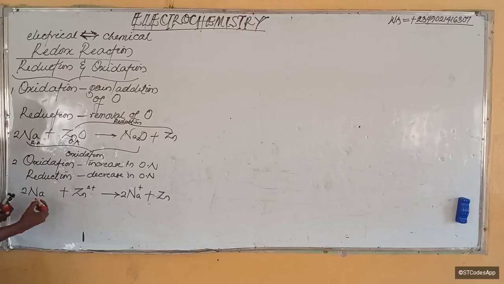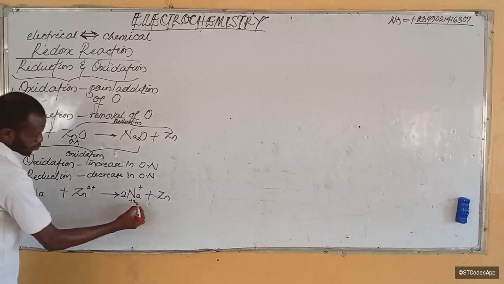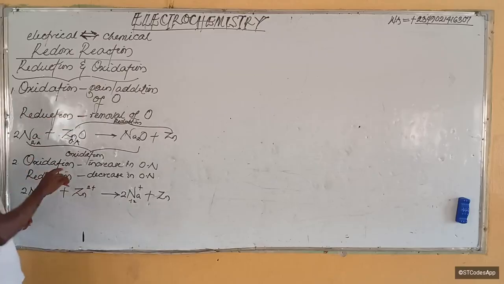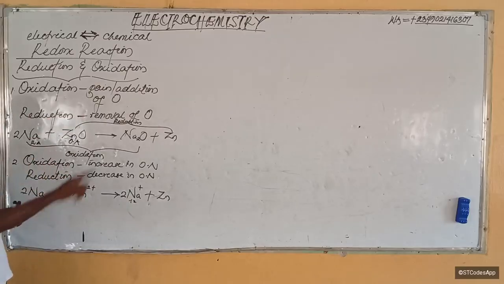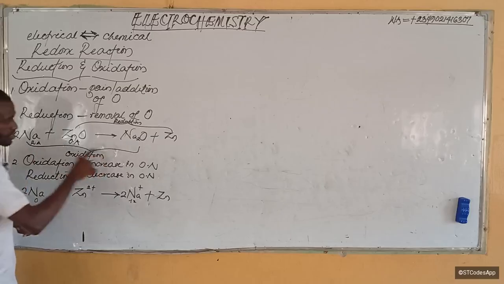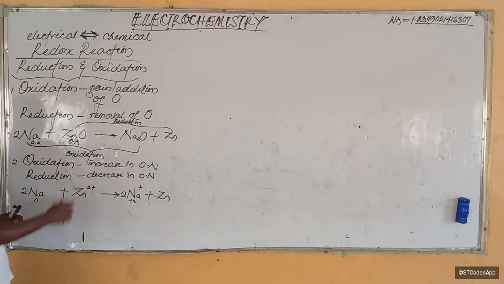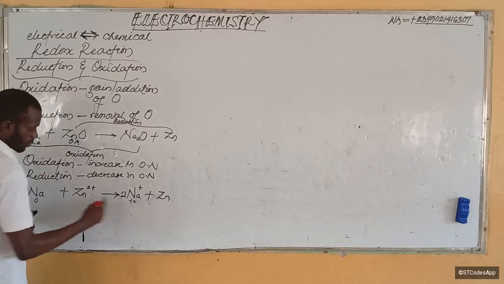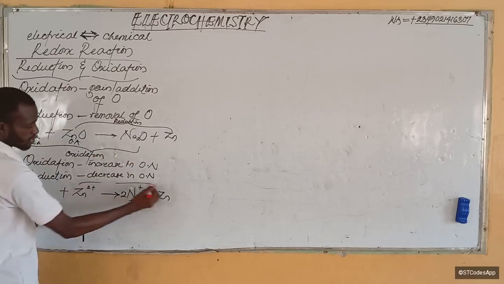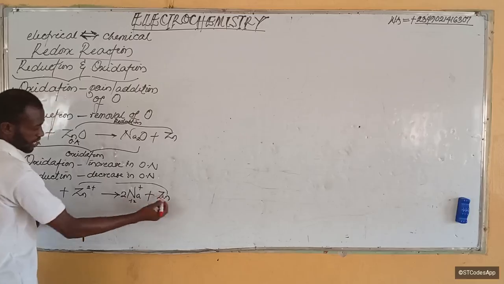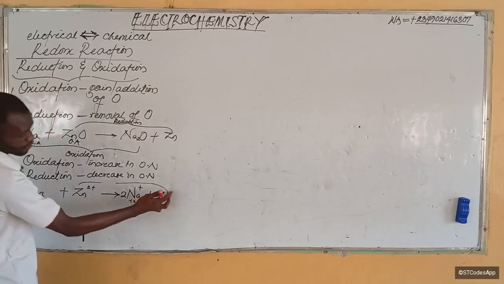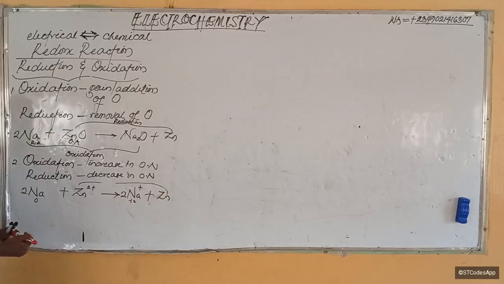So now, what do you see here? Sodium went from 0 oxidation number to plus 2. So what is that? Increase in its oxidation number. So that's oxidation. You see it does not negate this, right? Then from here to here is reduction because it went from plus 2 to what? 0. Yes, and so that's reduction. How did I get 0? There's no charge here. So it's also in the ground state.